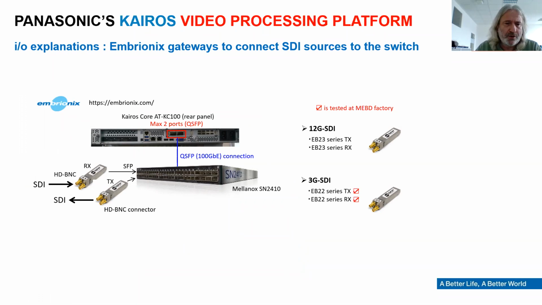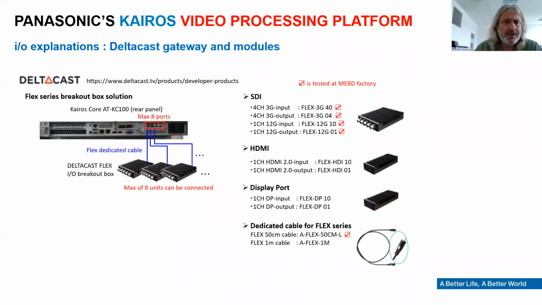We can also use SFP modules, like for instance Embrionix, which is real nowadays, and use those bits and pieces in order to convert SDI streams or HDMI streams into a network stream and take it from there. There's also a solution with a company called Deltacast to give us some gateway modules which we can connect to the internal PCI bridge. So there are 8 ports in here, and we can have 8 of those modules connected to it with SDI connectors, HDMI connectors, DisplayPort connectors, and whatnot, and use it without having any IP infrastructure whatsoever.